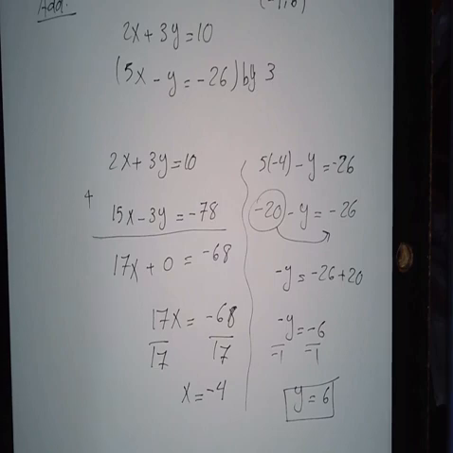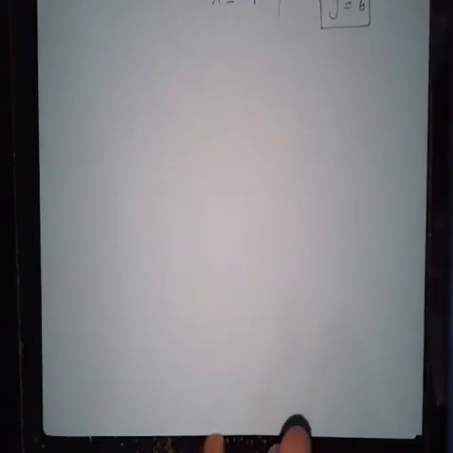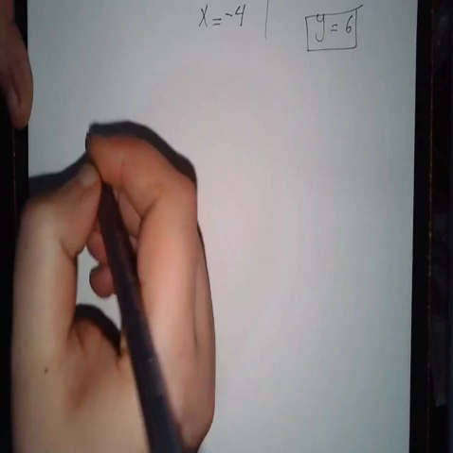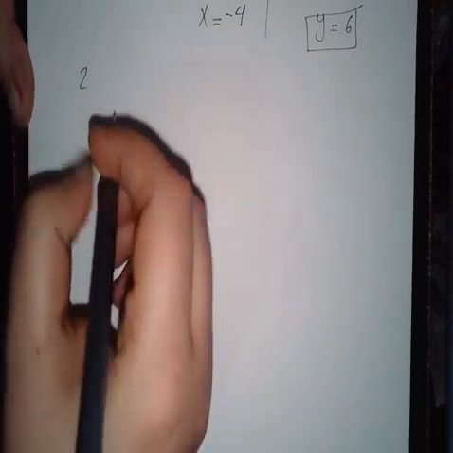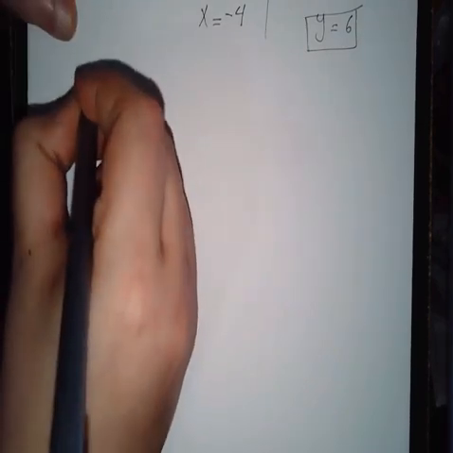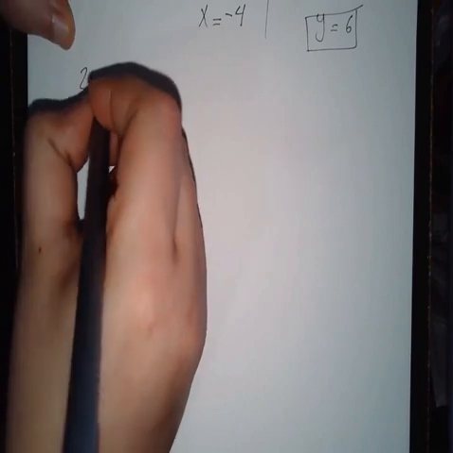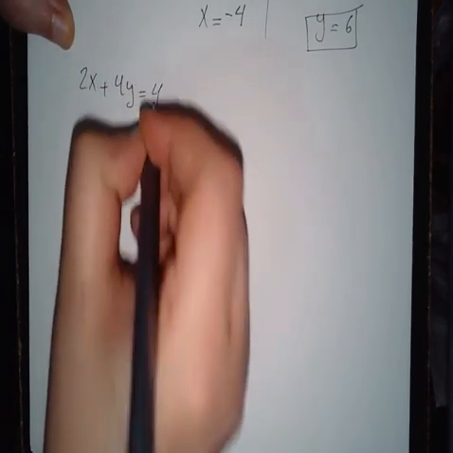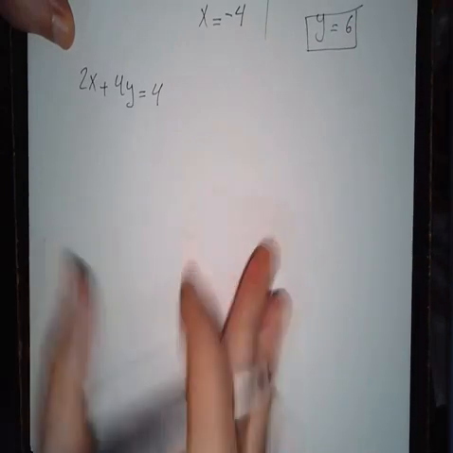Let me do a few more. Okay, how about number 6? Let's do number 6 together. Here you go. So the question says solve, and it doesn't matter which method we use. So I'll show you the system, and then we'll choose what to do together. Here you go. We have 2x plus 4y equals 4. This is the first equation.